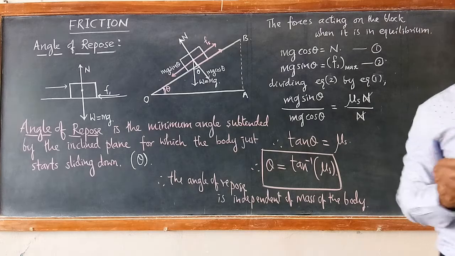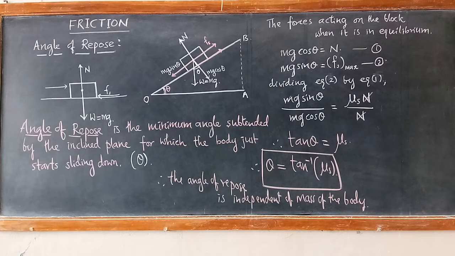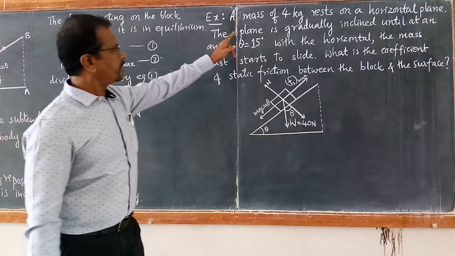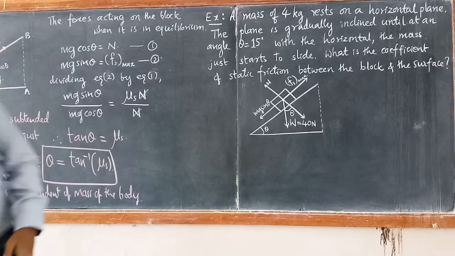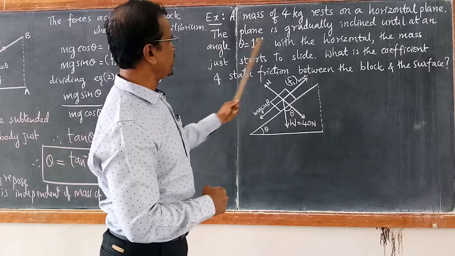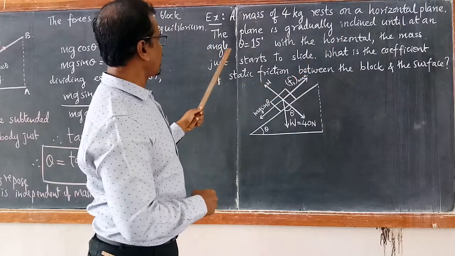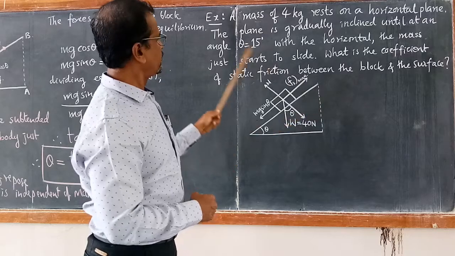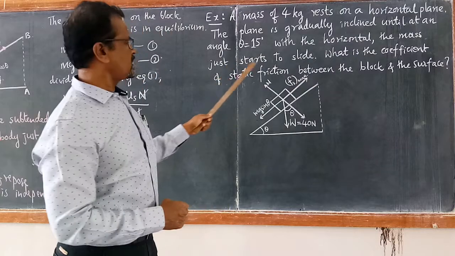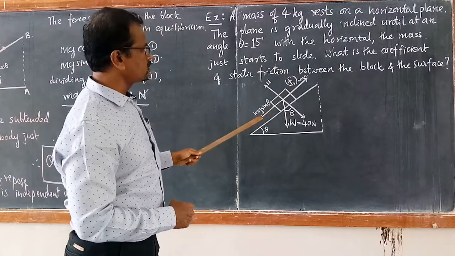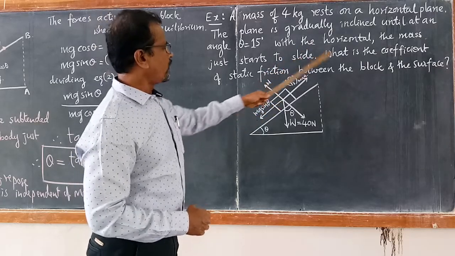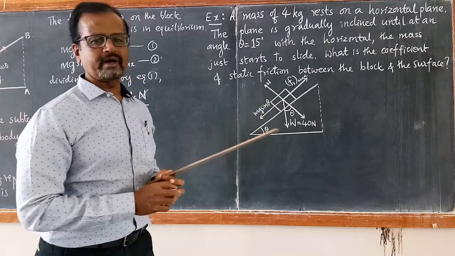Now let us solve one problem based on this. A mass of 4 kg rests on a horizontal plane. The plane is gradually inclined until, at an angle of theta equal to 15 degrees with the horizontal, the mass just starts to slide down. The mass of this body is 4 kg. What is the coefficient of static friction between the block and the surface?